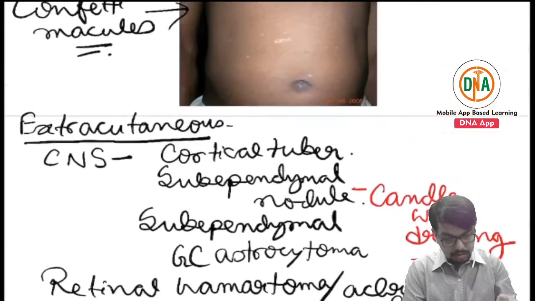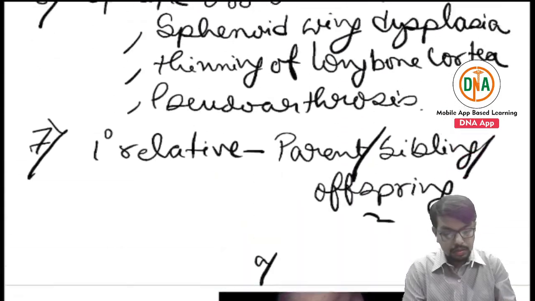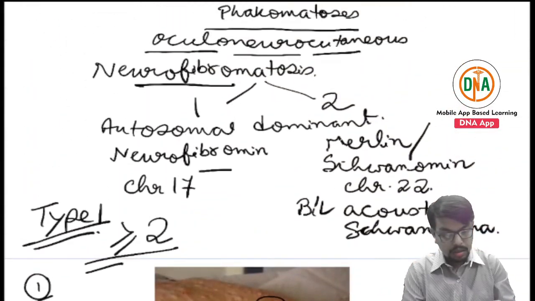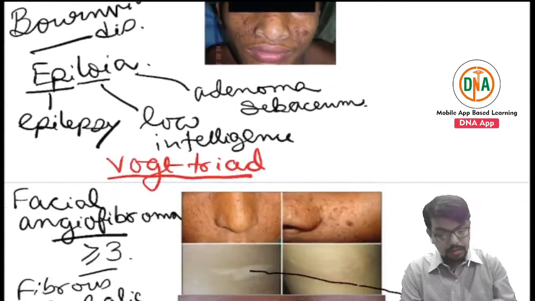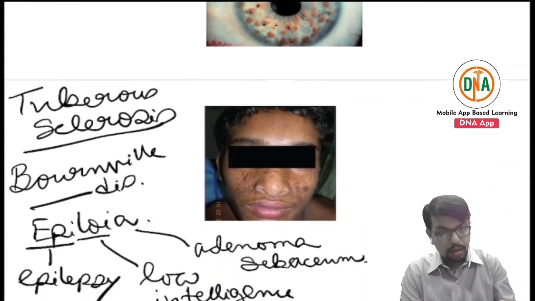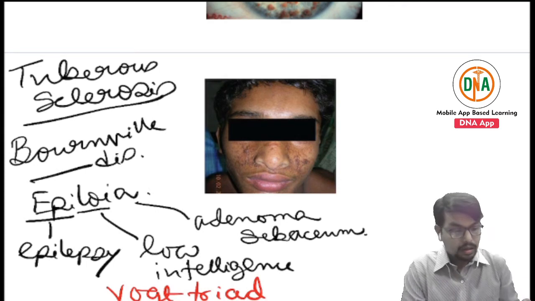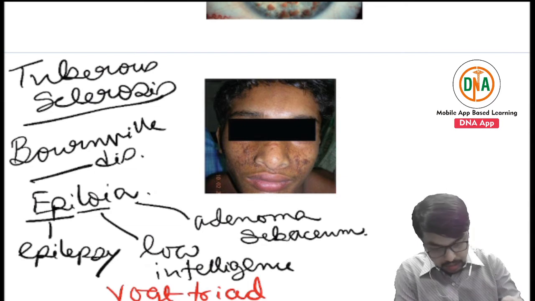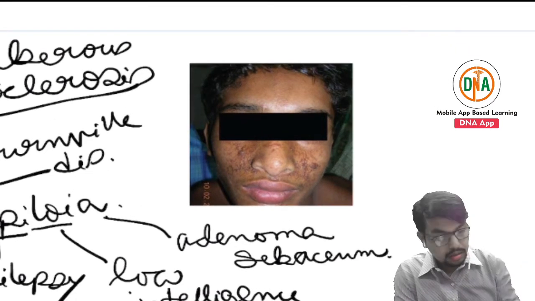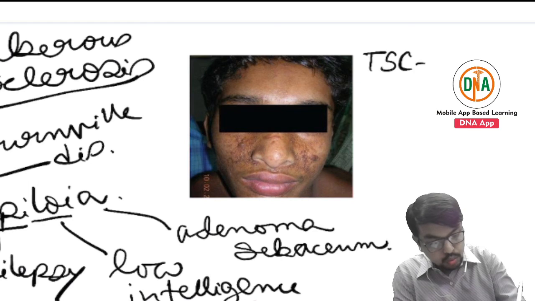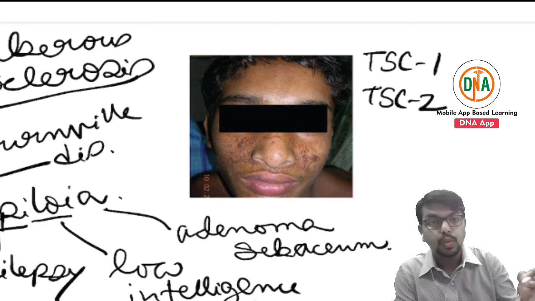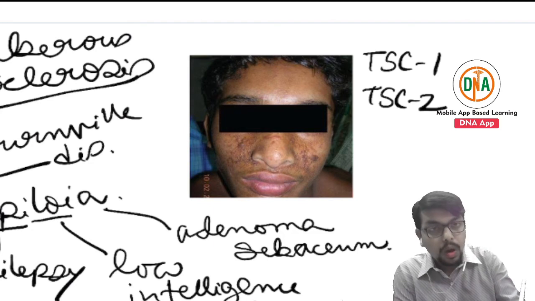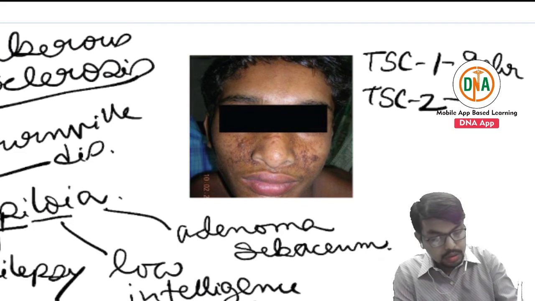Okay, just a minute, we have missed something in tuberous sclerosis, the genetic part. Let us recapitulate here. There are two genes responsible for tuberous sclerosis. They are TSC1 and TSC2. TSC1 is located in chromosome number 9. TSC2 is located in chromosome number 16.